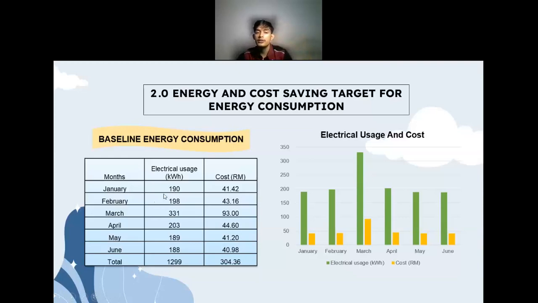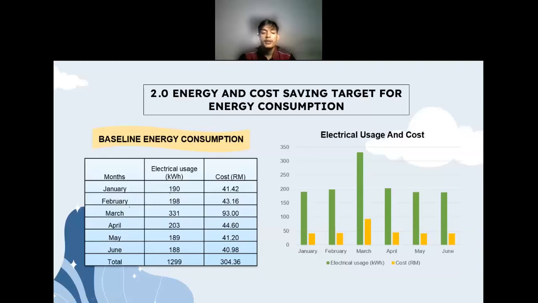In January, electric usage is 190 kilowatt per hour and the cost is 41 ringgit 42 cent. In February, the electric usage is 198 kilowatt per hour. The cost is 43 ringgit 60 cent. In March, 351 kilowatt per hour and the cost 92 ringgit. In April, 203 and the cost is 44 ringgit 60 cent.